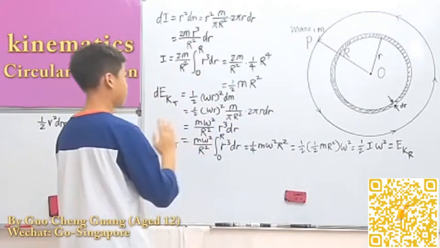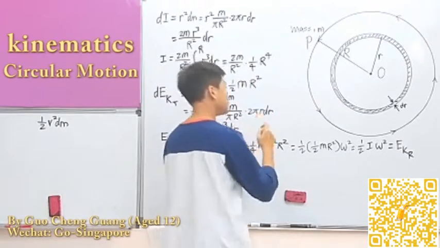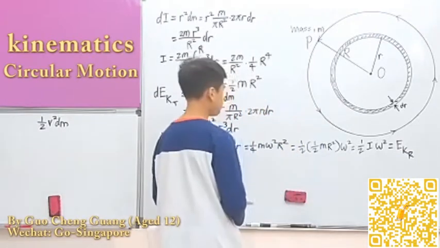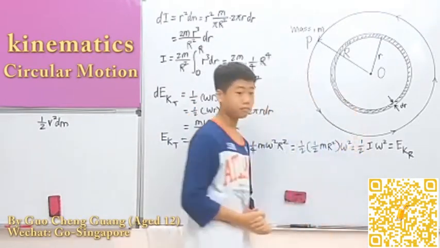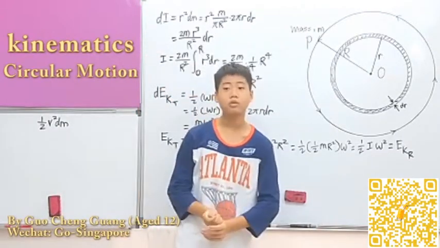So in this part, we have shown it for a disk, and the method that we have been using is ring by ring. Alright, I hope that you're clear so far.